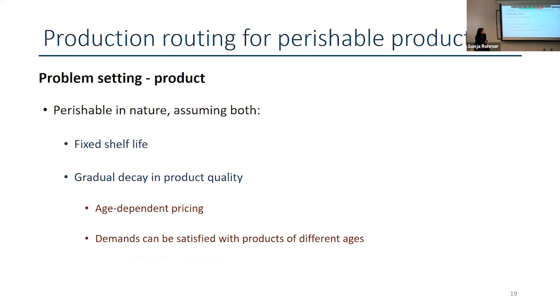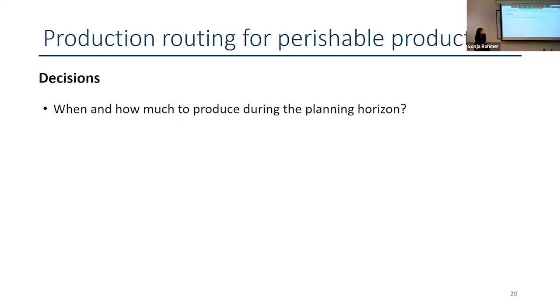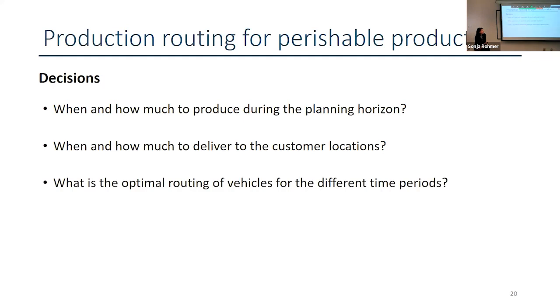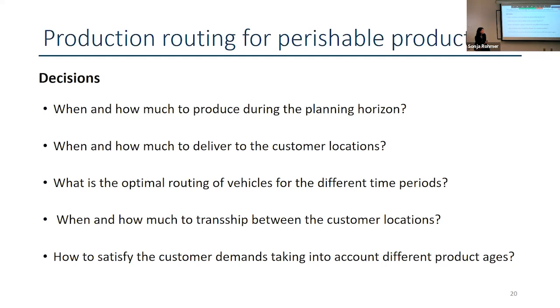Now, the product is perishable in nature, with a fixed shelf life and a gradual decay in product quality. So that means in this problem we have age-dependent pricing, and demands can be satisfied with products of different ages. We don't assume that anybody has a specific demand for a certain age. So the decisions are when and how much to produce during the planning horizon, when and how much to deliver to the customer locations, what the optimal routing of vehicles is for the different time periods, and when and how much to transship between the customer locations. And then how do we satisfy the customer demands, taking into account the different product ages?